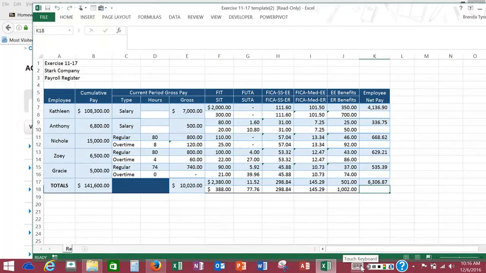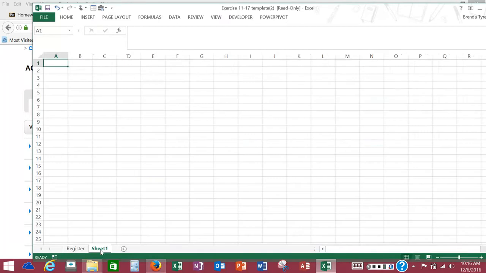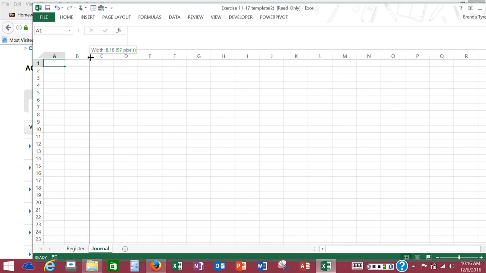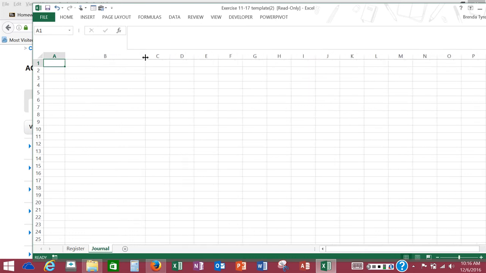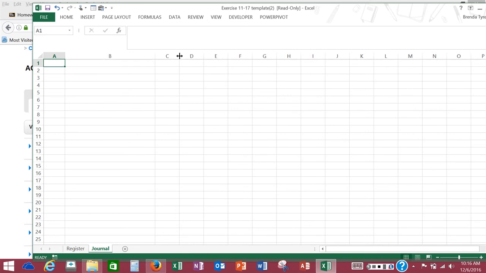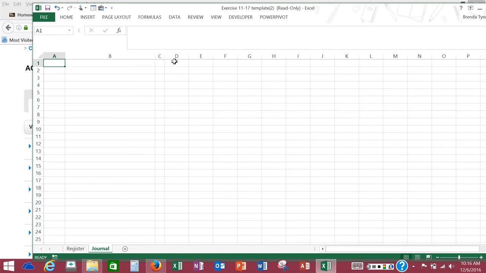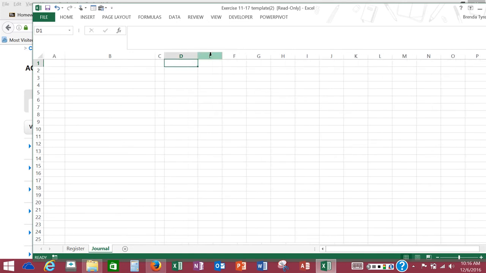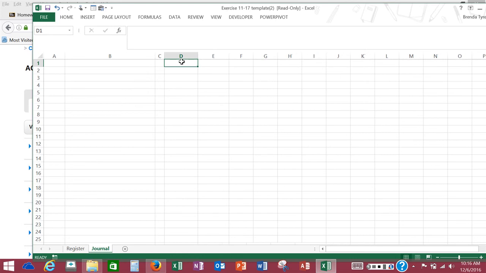So I'm going to rename this the register, and I'm going to add a new sheet. And I'm going to call that the journal. Notice I just double click on that to type it in. So this will be our date column. This will be our description column. Make that a little bit longer. And if we had a posting reference, then we'll have a debit and a credit column. Now what we're going to do is we're going to do the journal entries that result from this payroll.